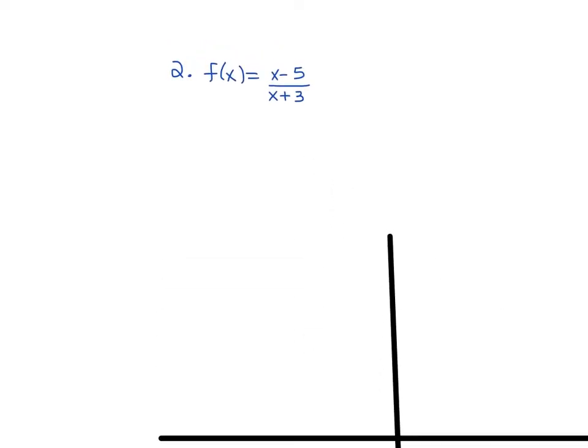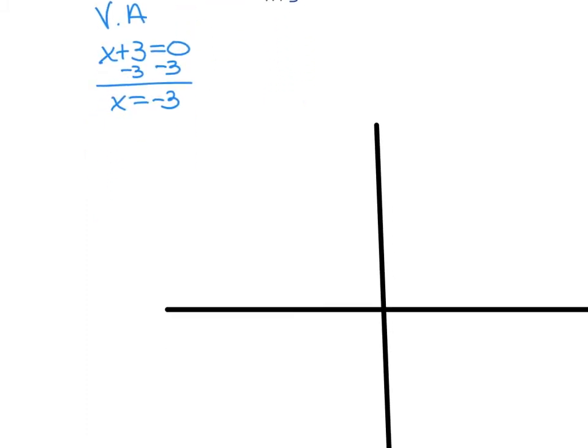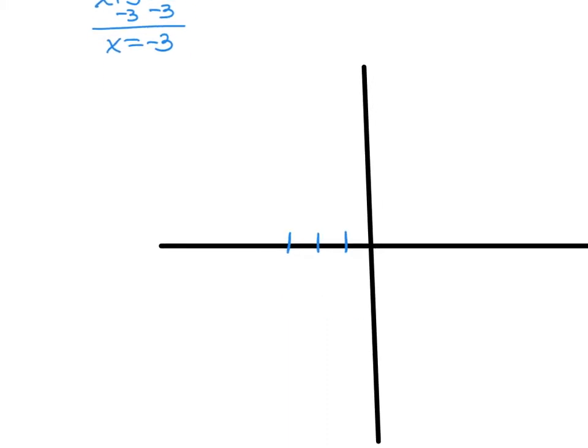Okay, let's try the next one. Again, step number 1 is to find the vertical asymptote. Remember, to find the vertical asymptote, you take the denominator and set it equal to 0. So we'll subtract 3, x equals negative 3, and that will give me my vertical. I could go ahead and graph it now. So if I come over here, 1, 2, 3, my vertical asymptote is the vertical line through x equals negative 3.